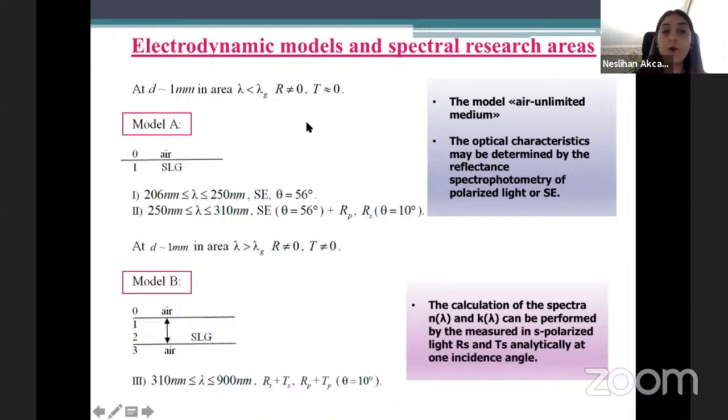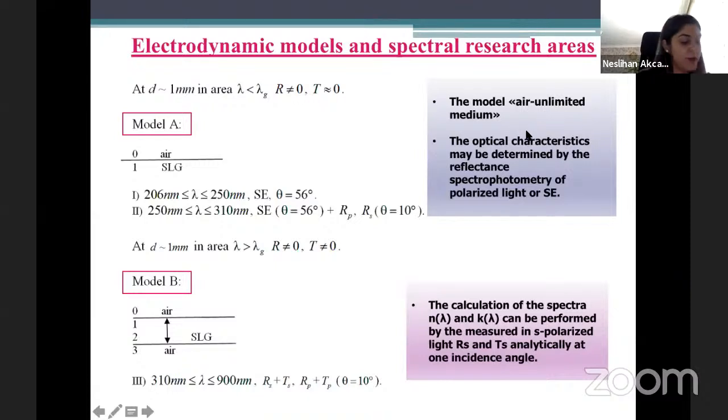So in the first model, compared to reflectivity, transmittance is practically equal to 0. So that's why, instead of the electrodynamical model of a plane parallel layer surrounded by air, we used another model, which is an air-unlimited medium, in this part.